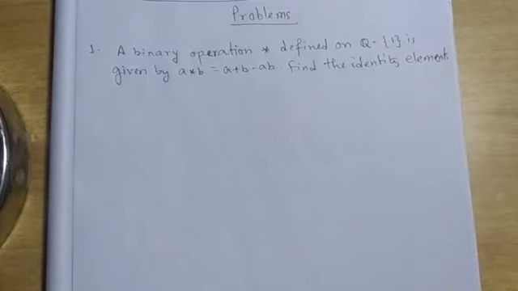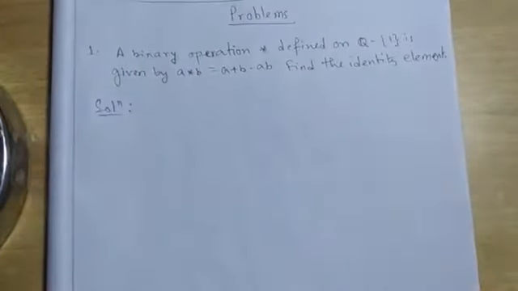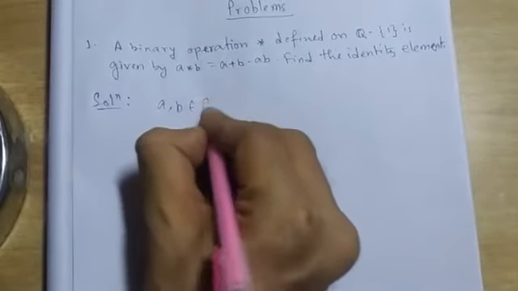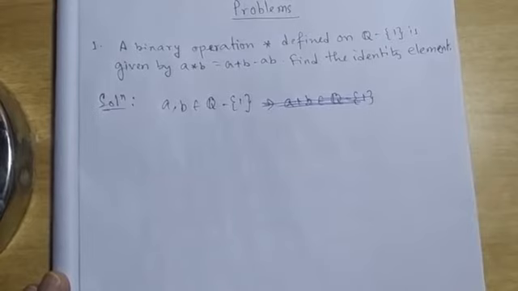First of all, let us check that it is a binary operation. How to do that? The set is Q minus {1}. We have to take two elements from that set and show that a star b also belongs to that set. If a and b are from Q minus {1}, what value can a star b not take?